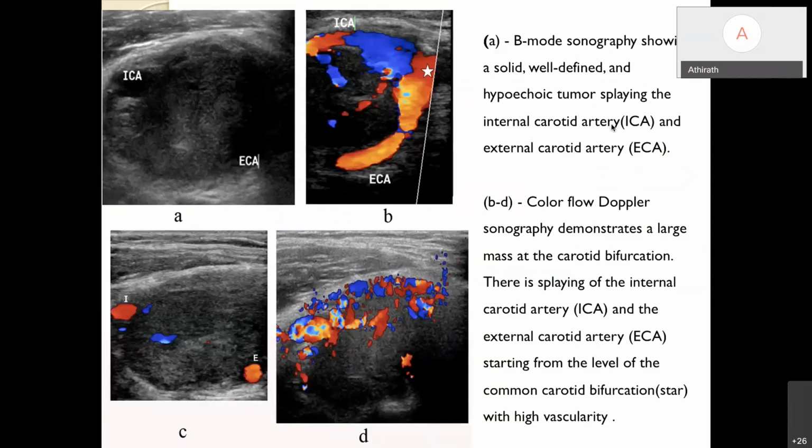Image A is a B-mode image where you can see a large, well-defined hypoechoic tumor causing splaying of the carotid bifurcation. B, C, and D are the color flow Doppler images showing the splaying.